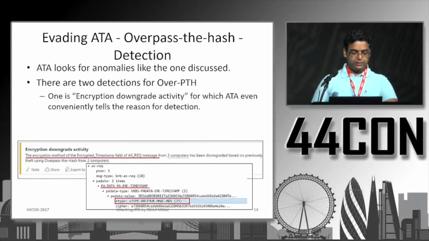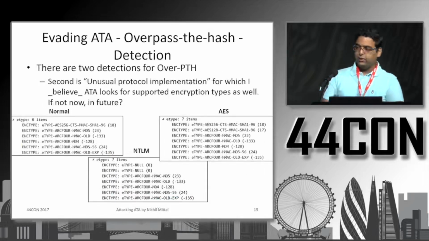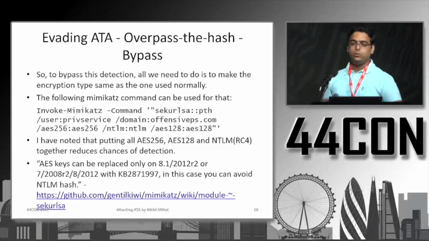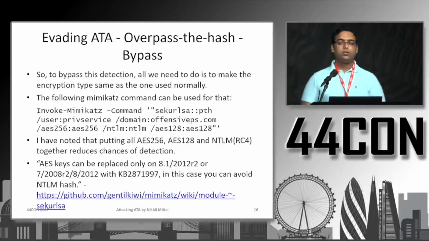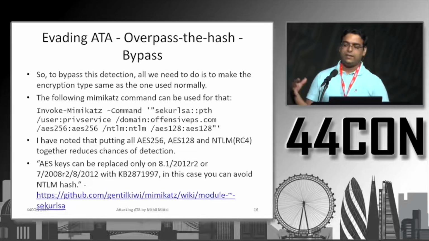That's maybe the second. So one is encryption downgrade, another one is unusual protocol implementation. So probably this is the second part which it looks for. So how do you avoid detection in this case? You simply use AES keys. From Server 2008 onwards, you can use AES keys, or that is actually the default. If you go through your logs, you'll see the encryption type for Kerberos packets to be 0x12.